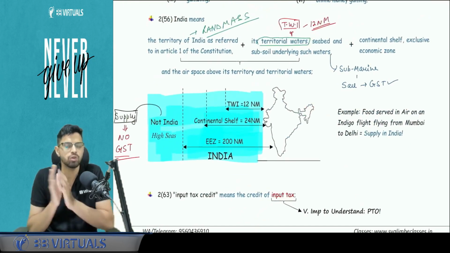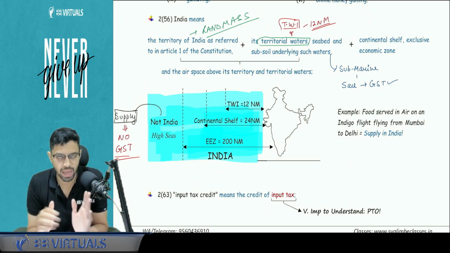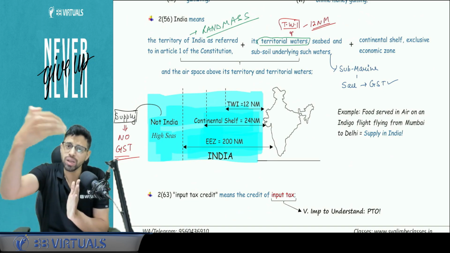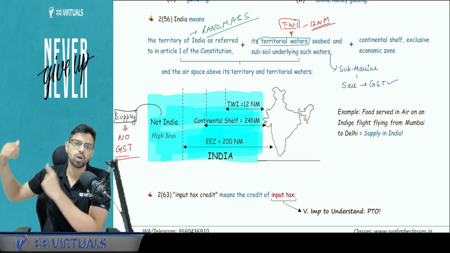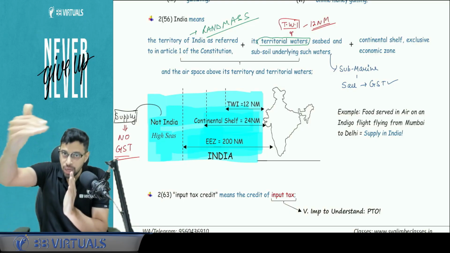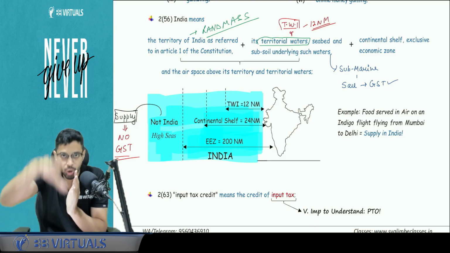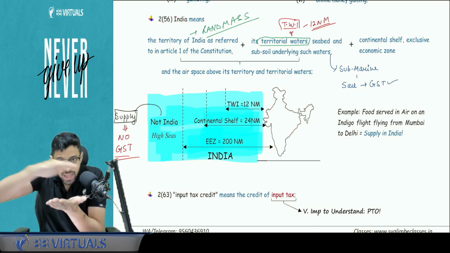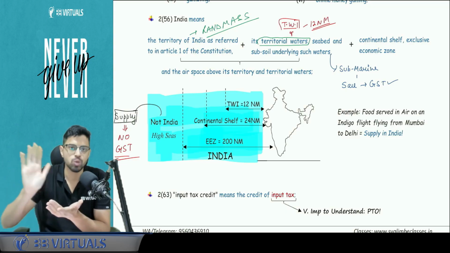India, the general definition you need to understand. India means the landmass of India as per Article 1 of the Constitution of India, the territorial waters of India up to 12 nautical miles from the coastline, beyond that the continental shelf, and the exclusive economic zone, that is 200 nautical miles from the coastline. This entire part is India. Whatever is below the territorial waters, the sub-sea, the seabed and the underground, is also part of India. Then whatever airspace is above the landmass and the territorial waters of India is also part of India.